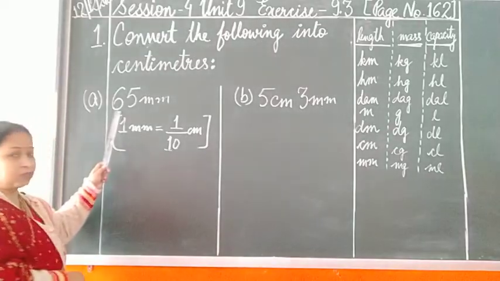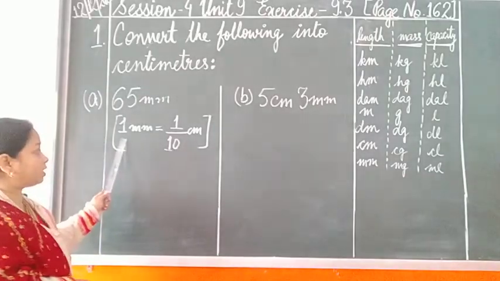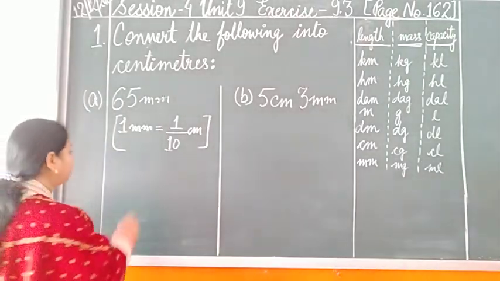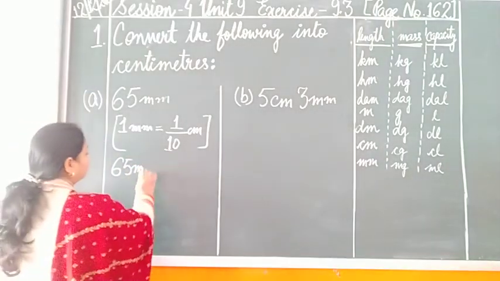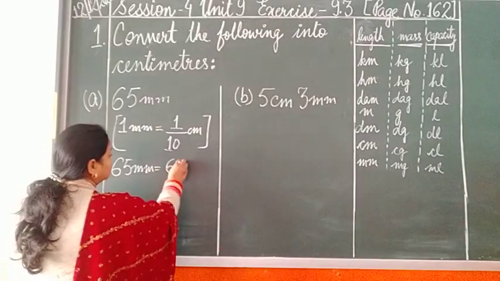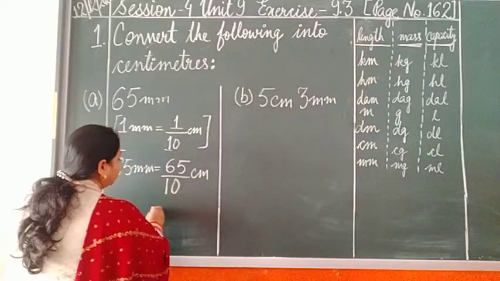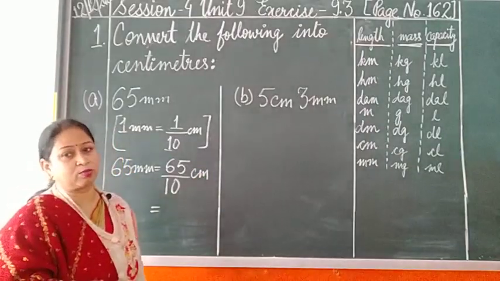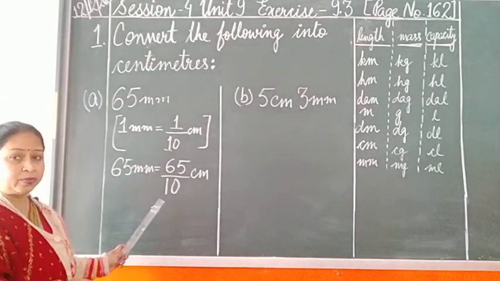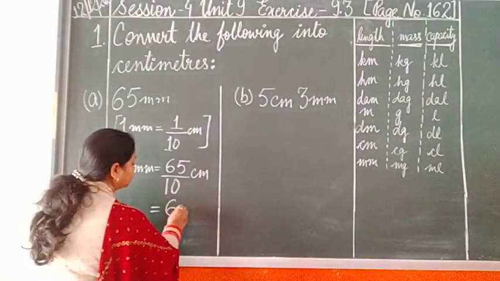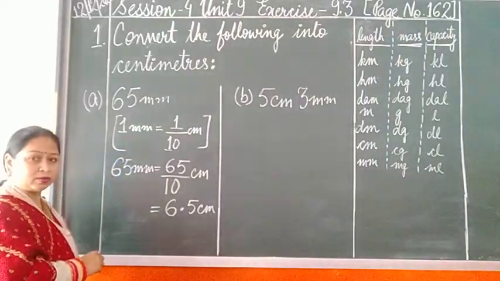Okay. So 65 millimeter is the question given to you. We know that for converting this, we will take 1 millimeter equal to 1 upon 10 centimeter. The question given to us is 65 millimeter. So when we convert this, it will be written as 65 upon 10 centimeter. Children, you have already done exercises based on decimals, right? And you know how to place it. It is 65 upon 10. That means the answer will be 6.5 centimeter. Clear? Is it clear?